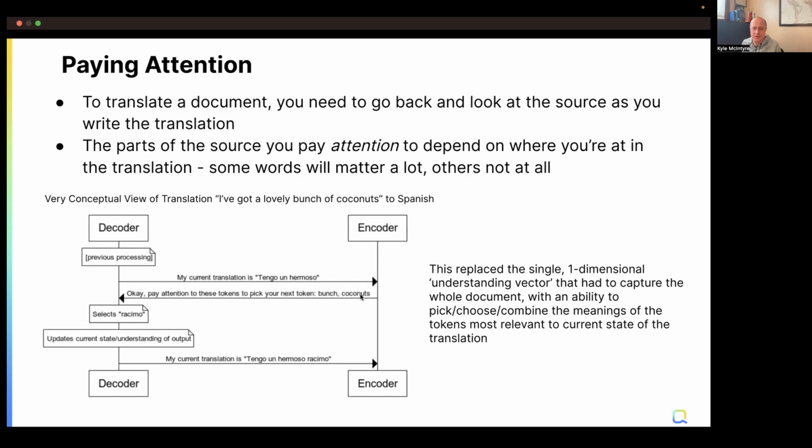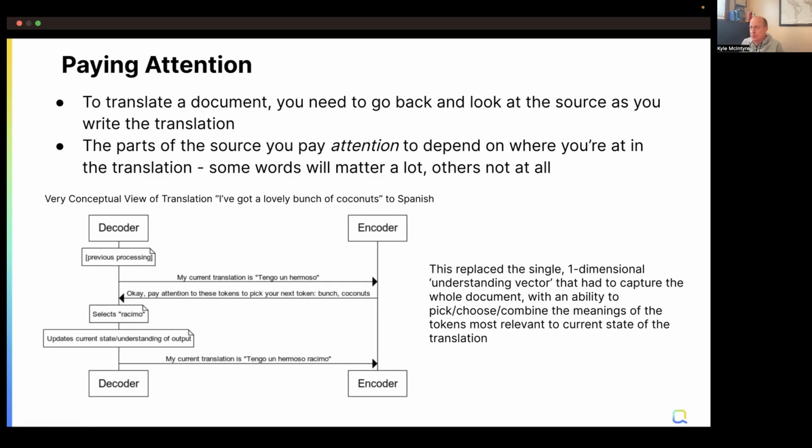And the neural network, the encoder, would help you pay attention to the right parts to select your next token, "Racimo." And then once that token was selected, then the decoder, the writer, would pump it through its own reader module to update its current understanding of what it's written so far. And that process would proceed consecutively as well until the translation was complete.